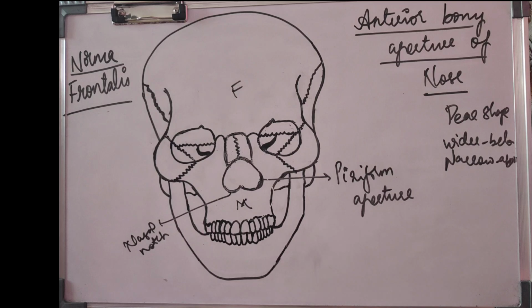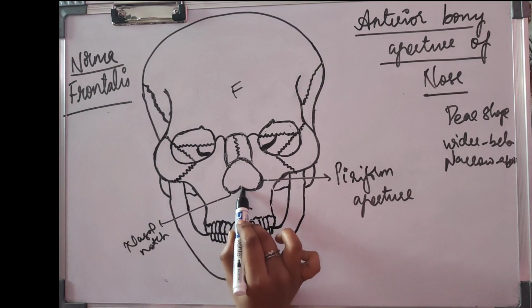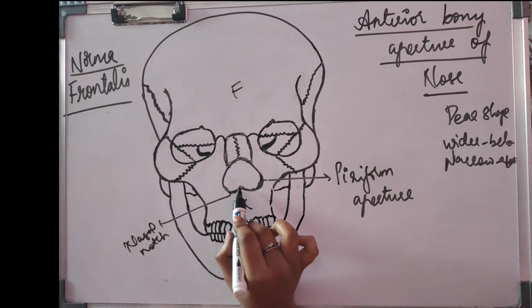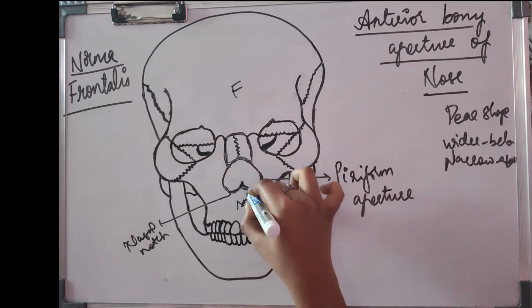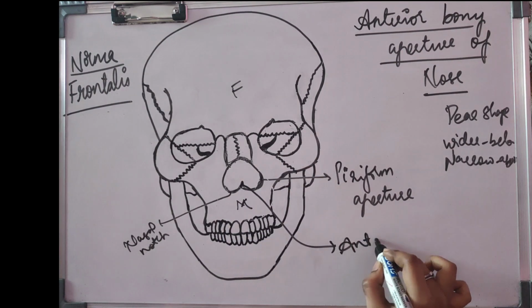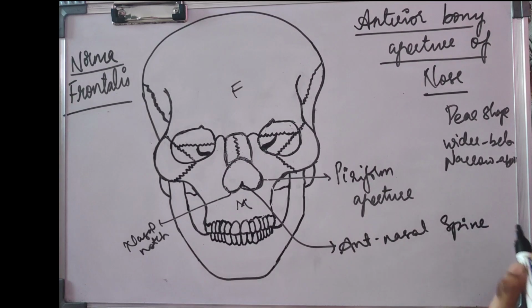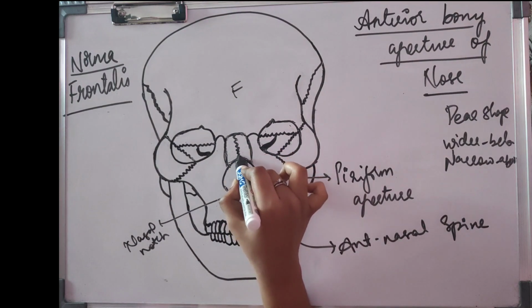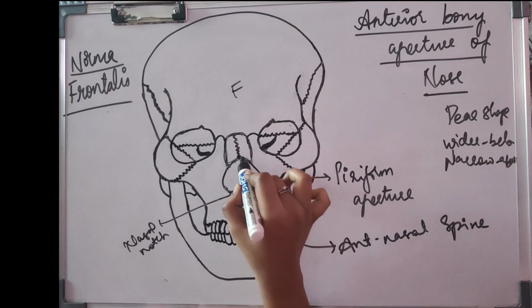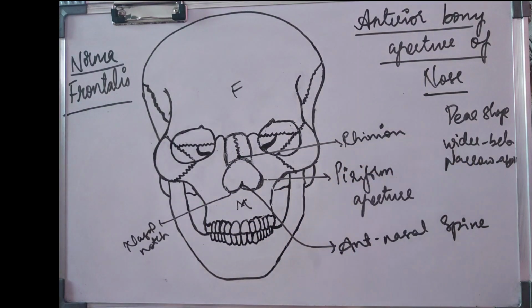So apart from this, on the lower part of the piriform aperture, medially we can find one sharp projection, and that sharp projection is known as anterior nasal spine. And this is the internasal suture. At the lowermost point of the internasal suture, this point is known as rhinion.